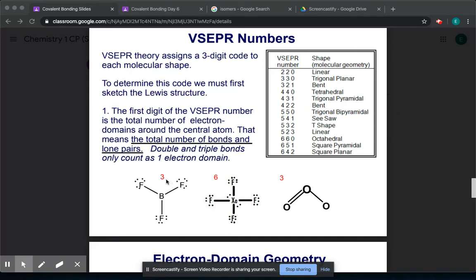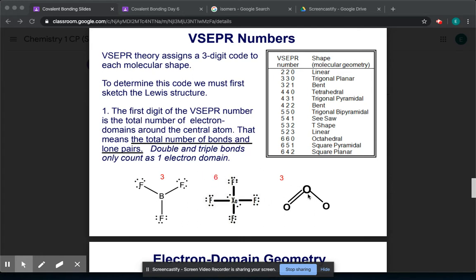So let's look at this first one. They have the numbers here for you so you can see what the first digit is supposed to be. How many bonds and lone pairs are around the B? The B has 1, 2, 3 bonds and no lone pairs. So the total number of bonds and lone pairs is 3. If we look at the XE here, how many bonds and lone pairs does it have? It has 1, 2, 3, 4 bonds and 2 lone pairs. Total number would be 6.